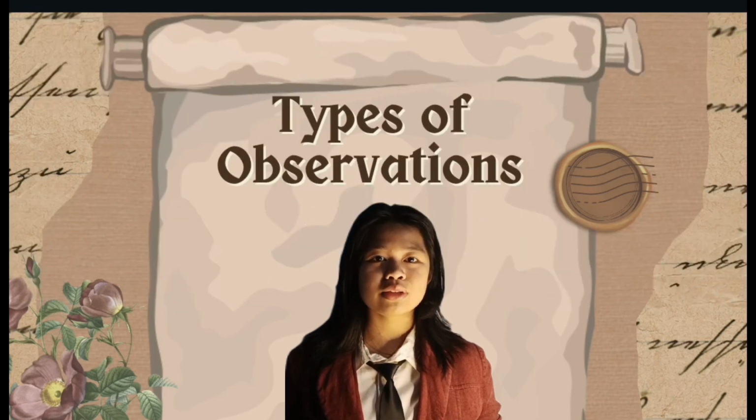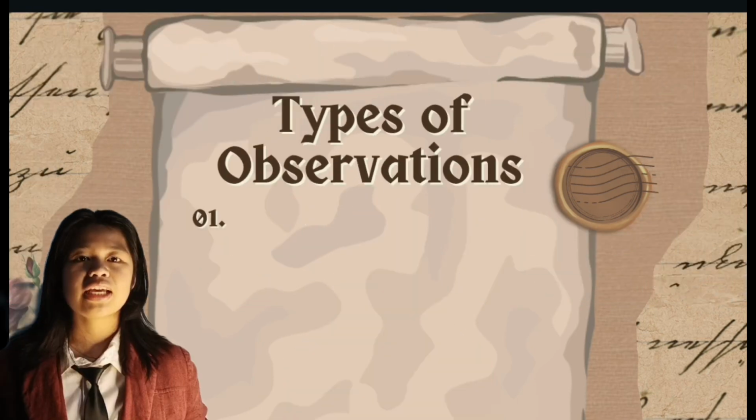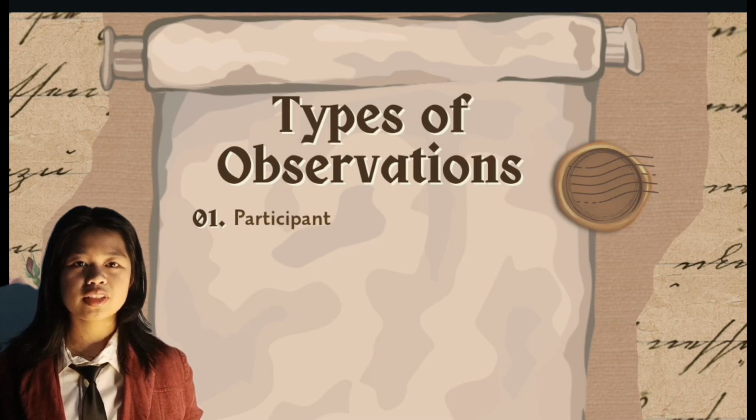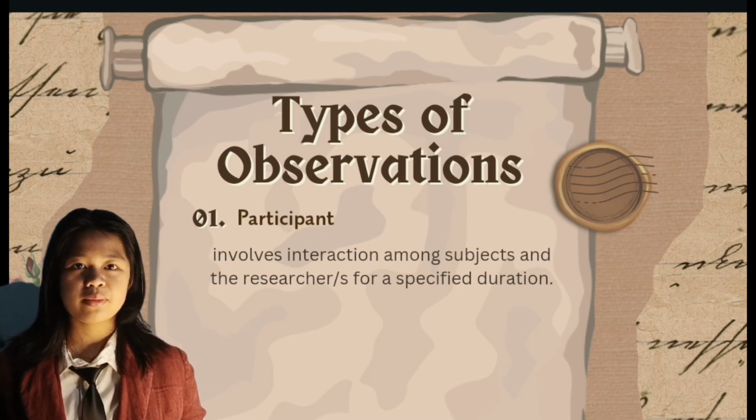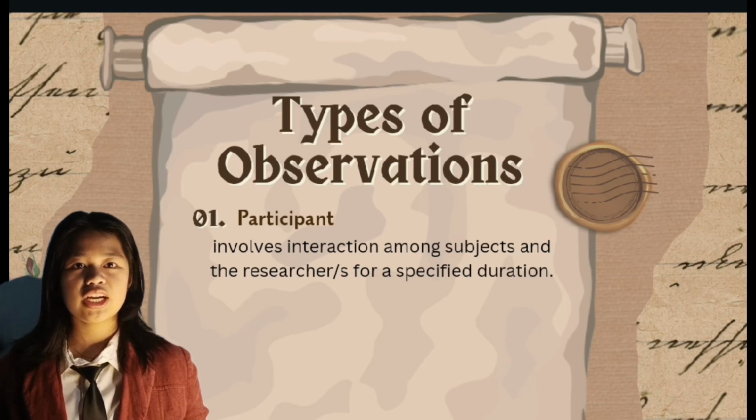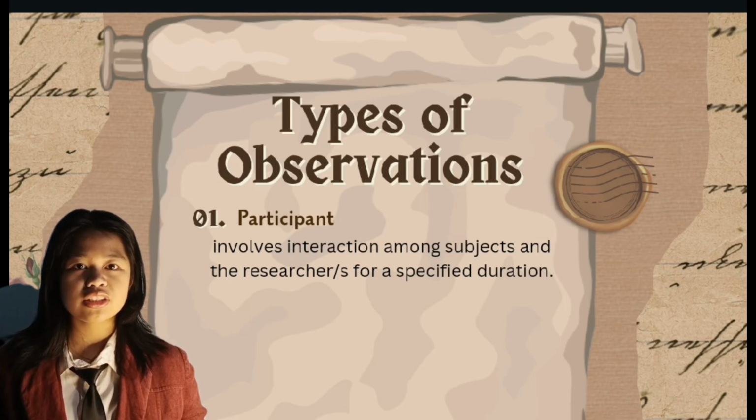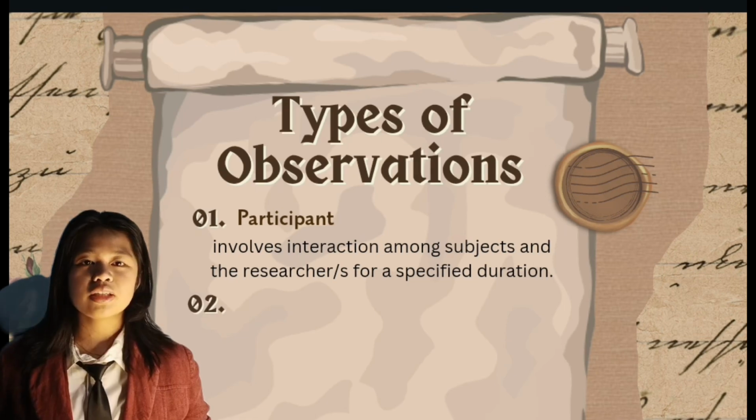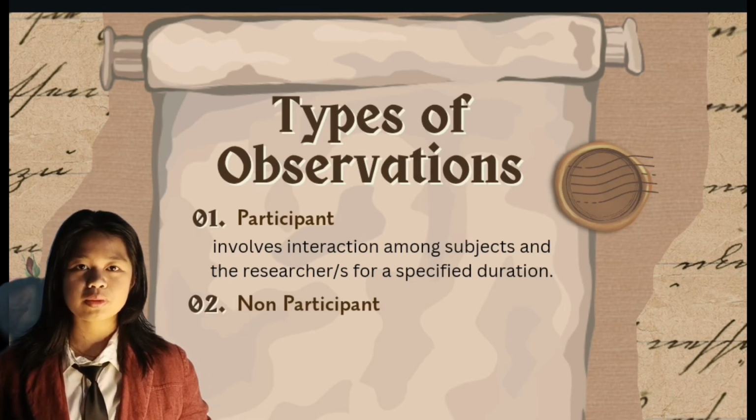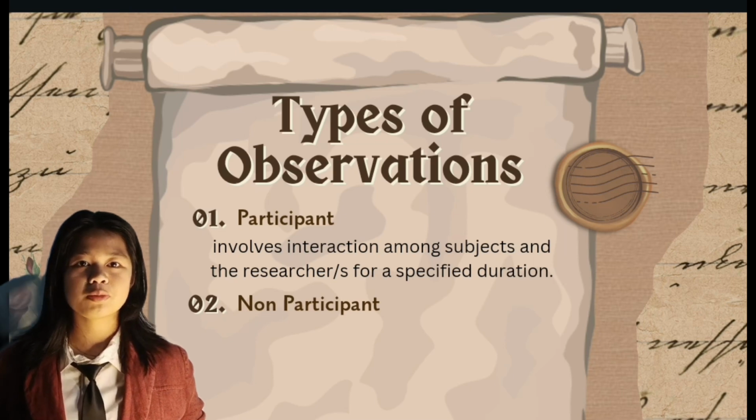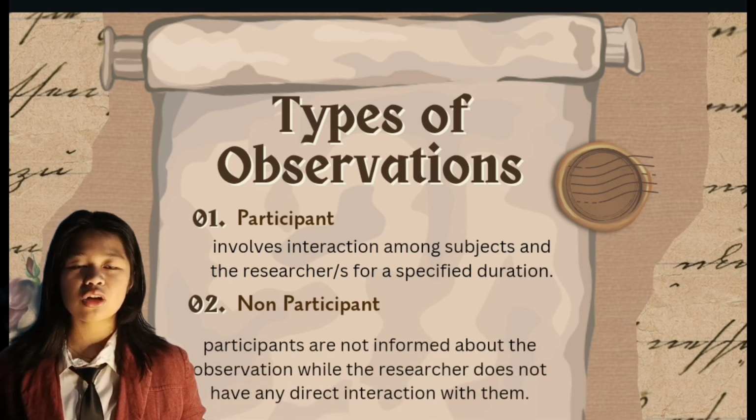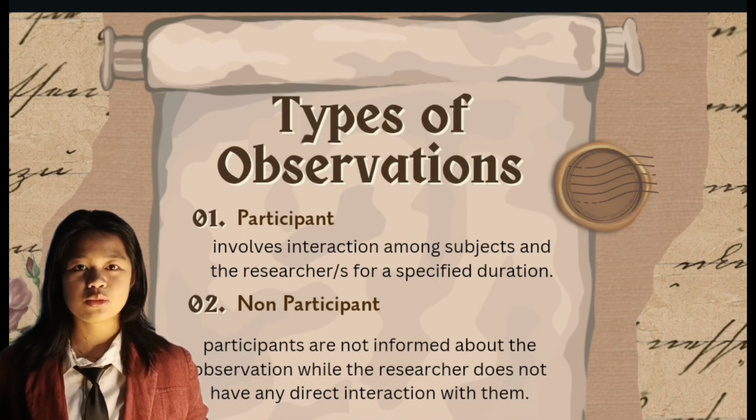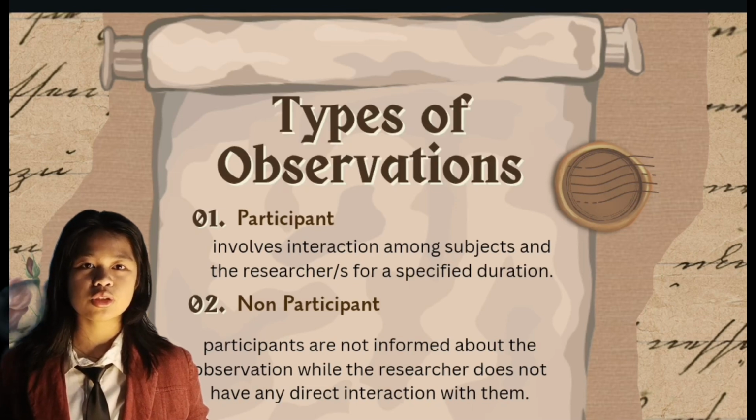There are 6 types of observation. Number 1. Participant. The researcher spends time with the people they're studying and interacts with them to understand their actions and feelings better. Number 2. Non-participant. The researcher watches people without telling them and doesn't talk or interact with them. This way, people act naturally because they don't know they're being observed.